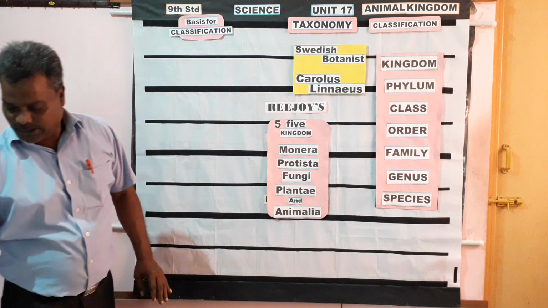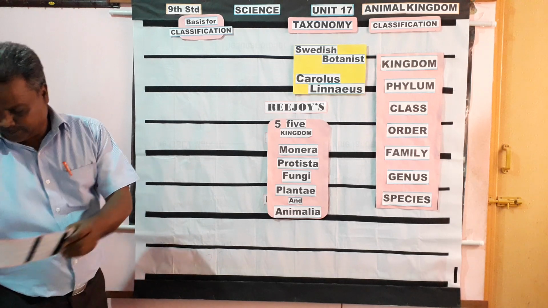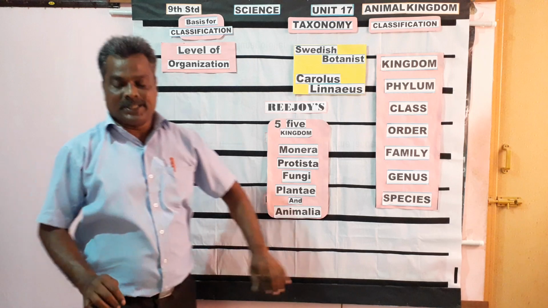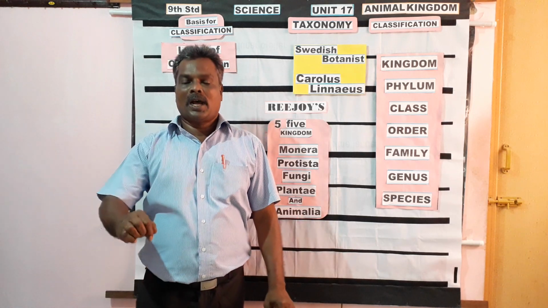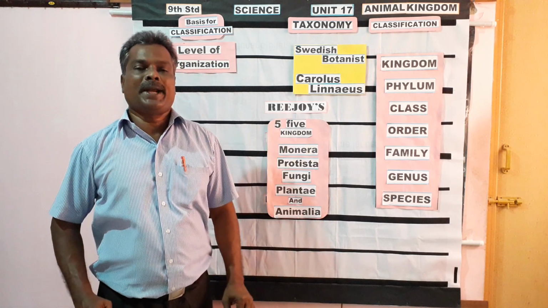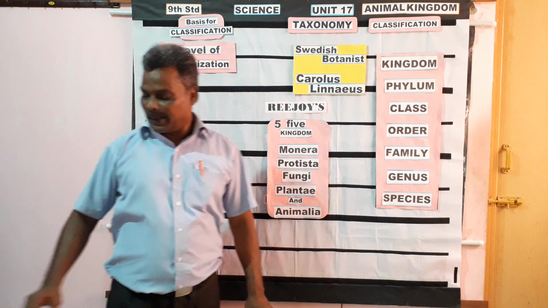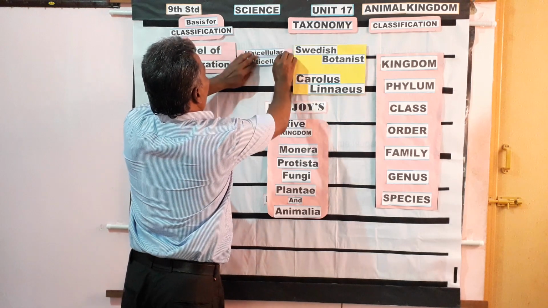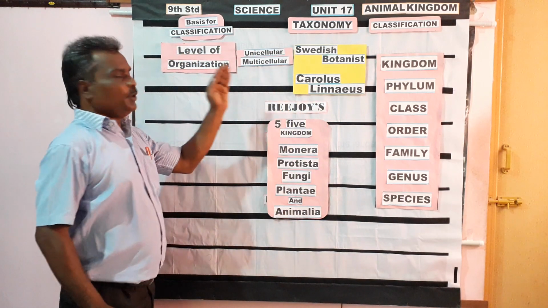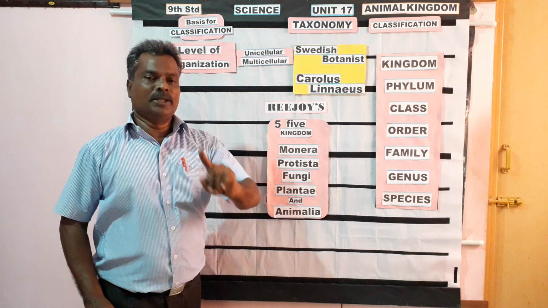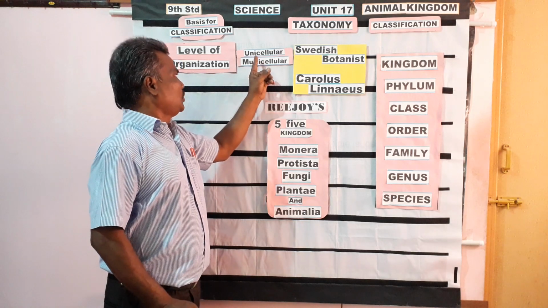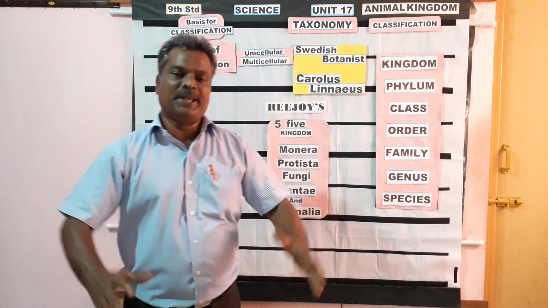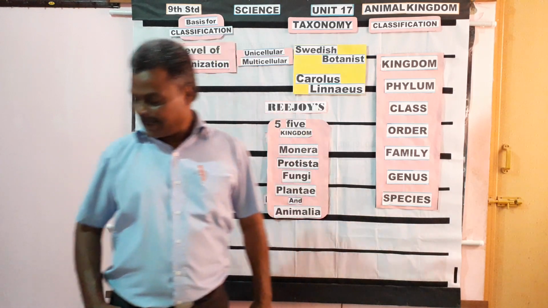First, level of organization. Animals are grouped on the basis of cells, tissues, organs, and organ system level of organization. They are unicellular and multicellular. Uni means one, single cellular organism. Multicellular means many, multicellular organism.